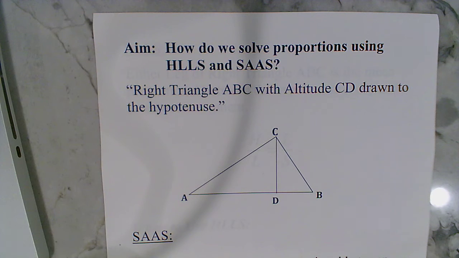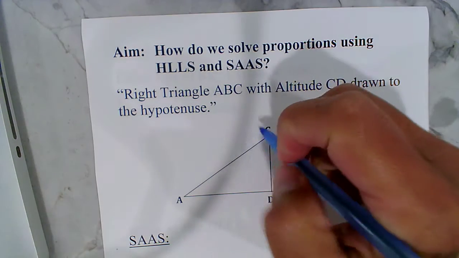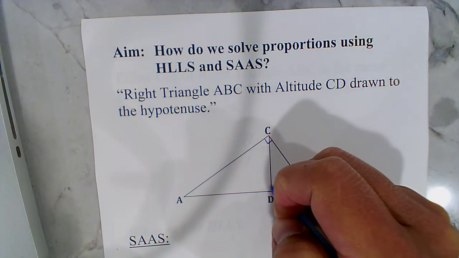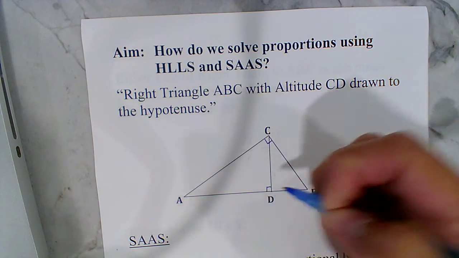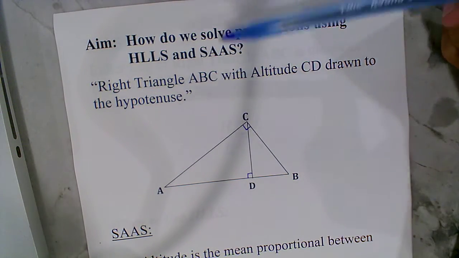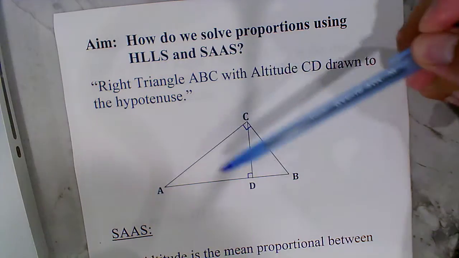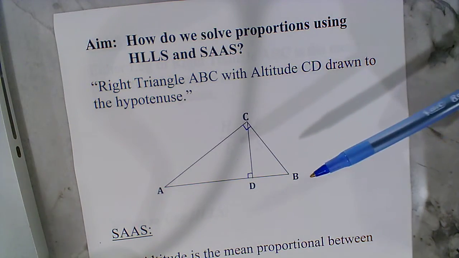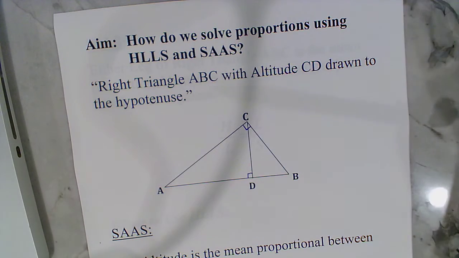Today we're going to talk about this lesson that I usually refer to as HLLS and SAAS. It's all about this situation that is illustrated here. We're going to go over this for a second because this is critical to the lesson. When you have this picture, it could be rotated or flipped, but it is always this picture. Different letters it could be.